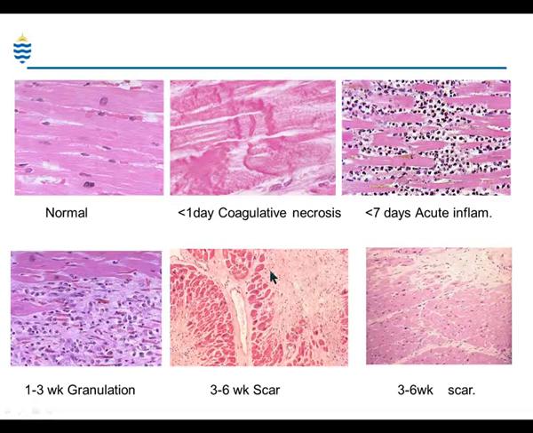This is the microscopy: normal muscle fibers, cardiac muscle, central nucleus; 1 day contraction bands; 3 to 7 days acute inflammation; 1 to 3 weeks granulation tissue, macrophages and blood vessels, these are blood vessels; 3 to 6 weeks scar; more than 3 to 6 weeks also scar, gradually reducing. Simple.